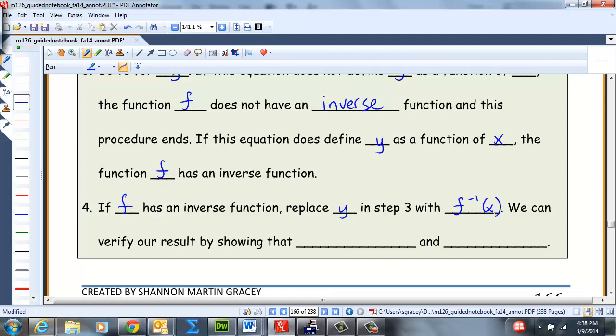We can verify our result by showing that f composed with f inverse at x equals x, and f inverse composed with f at x equals x.